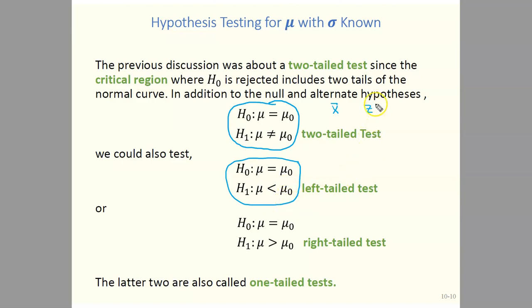Now, that's the same as saying your test statistic z falls in a left critical region, and we have an illustration of that on the next slide. We can also set up a right-tailed hypothesis test where we only reject the null hypothesis if our sample mean falls significantly to the right of mu naught, or correspondingly our test statistic falls in a right critical region. So those are the three types of hypothesis tests that we can set up.